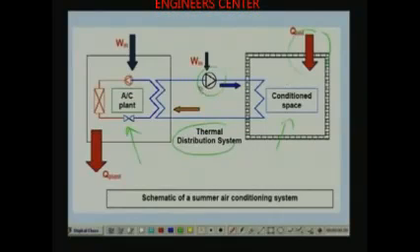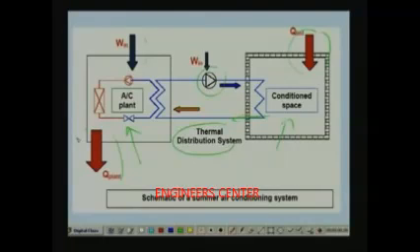So, the fluid flowing through the thermal distribution system extracts this sensible and latent heat loads from the building, and it transmits this heat load to the air conditioning plant. In the air conditioning plant, the system consumes some amount of work input and ultimately rejects the heat to the surroundings. So, this is the typical air conditioning system with the basic components.